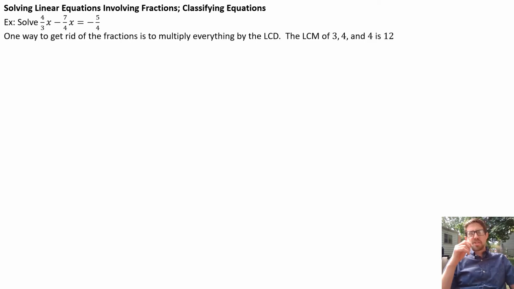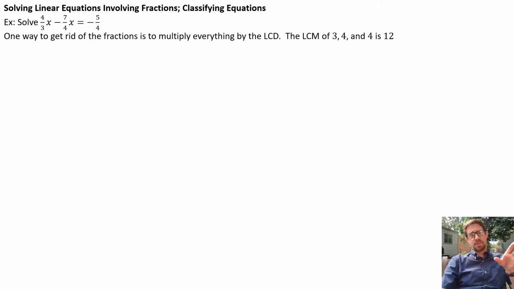All right, so it's the least common multiple of 3, 4, and 4. I know that's a little redundant, but it has to be all of the denominators. So if they were all different, then you'd have to find the least common multiple of three numbers. But here you just need the LCM of 3 and 4, which, you know, they're relatively prime, so you just multiply them together. The least common multiple is 12.